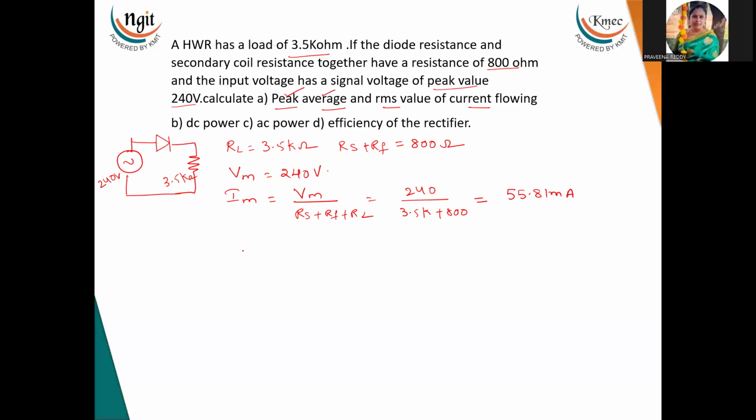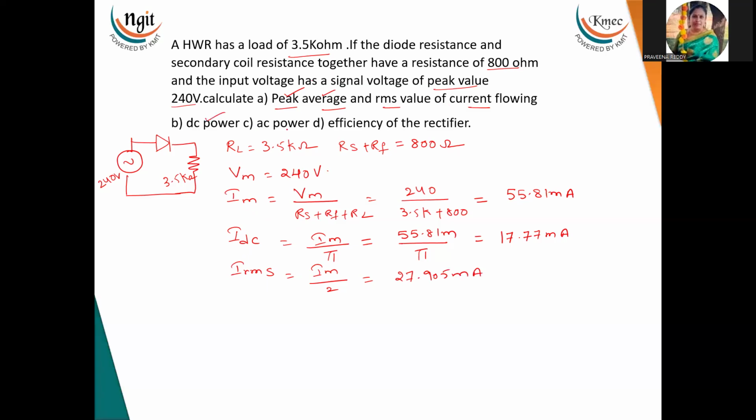Now let's take the average value. That is nothing but the DC. IDC is equal to IM by pi. Now this is the half wave rectifier. IM by pi is nothing but 55.81 milli divided by pi, which is equal to 17.77 milliamp. Now, similarly, we need to calculate the IRMS. IRMS is equal to IM by 2. This is a half-wave rectifier, IM by 2. That is nothing but 27.905 milliamp.